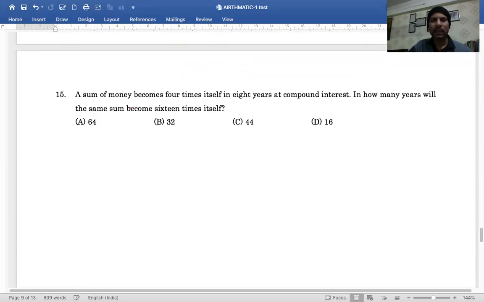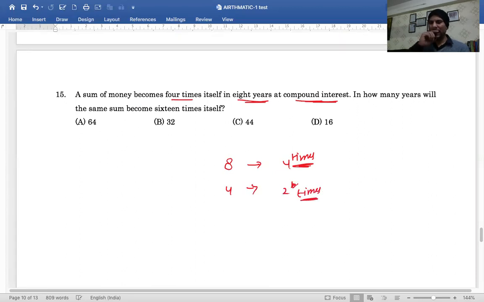The sum of money becomes 4 times of itself in 8 years at compound interest. Here are the things that are important. If it took 8 years to become 4 times, it must have taken 4 years to become 2 times. Now, this is the important thing. In CI, it always takes an equal amount of time to double.